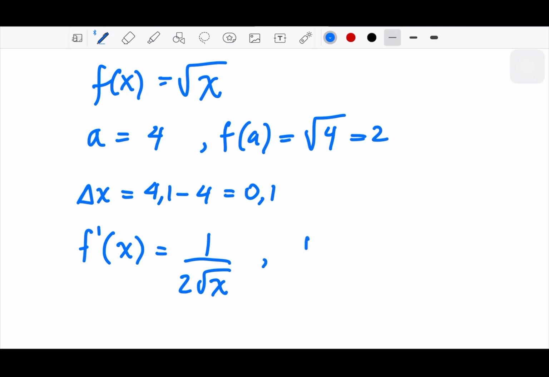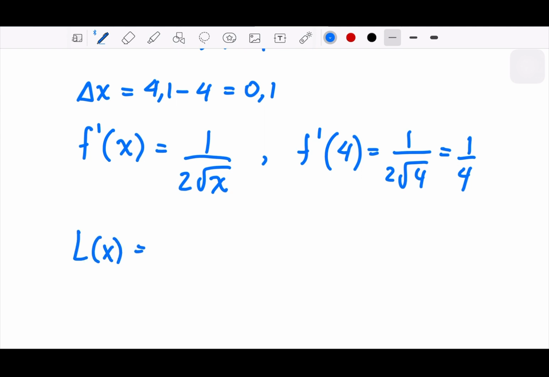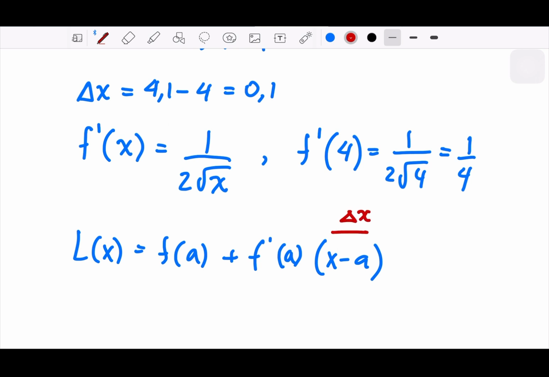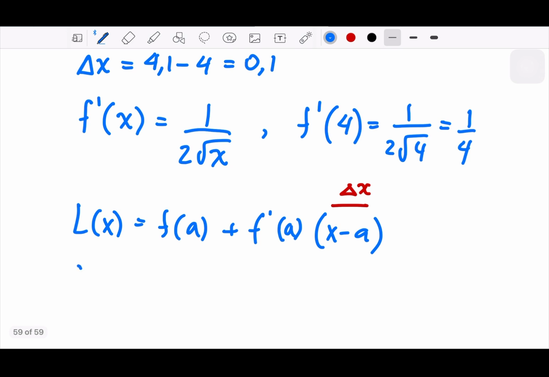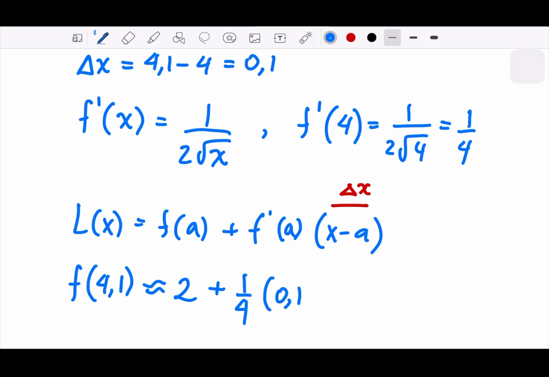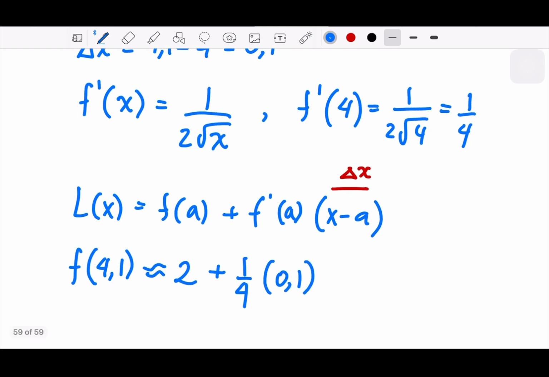Now if we take a, which is 4, into our derivative, we get 1 over 4. And thus we have L of x, which is f of a plus f prime of a times x minus a. This will be the delta x, right? So we can write f of 4.1 is approximately f of a, which is 2, plus 1 over 4 times 0.1. So we get 2 plus 1 over 40.